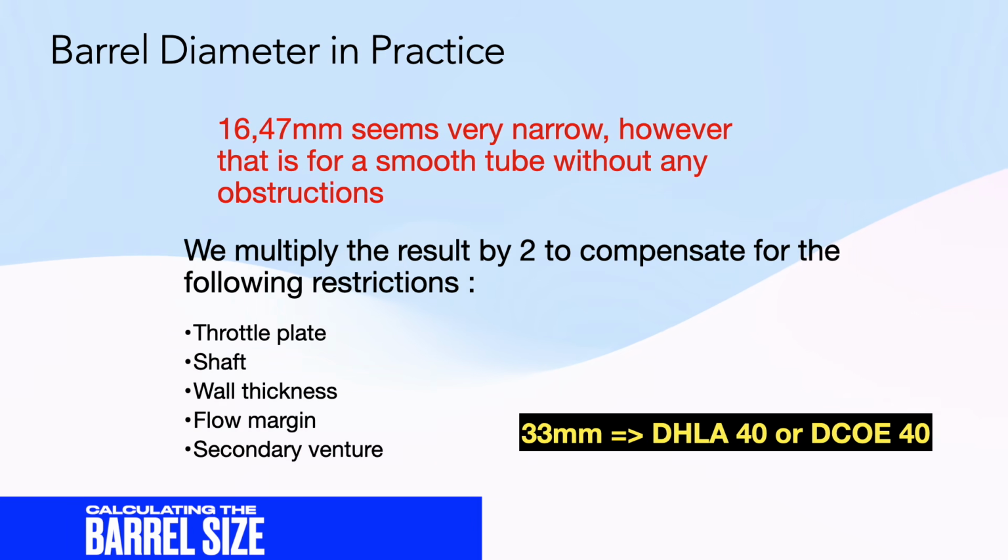So if we multiply the 16.47 millimeters by 2, that brings us to a 33 millimeter opening for the barrel, which then sits very well into the area of the DHLA 40 for a Dellorto or a DCOE 40 for a Weber.